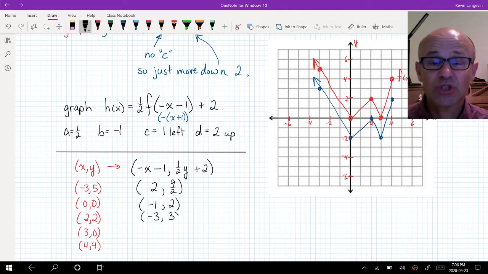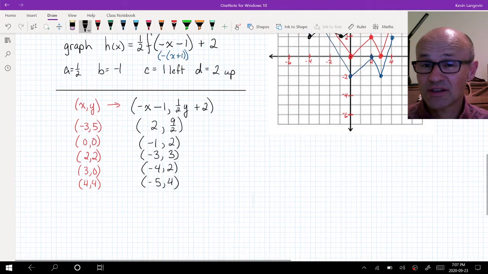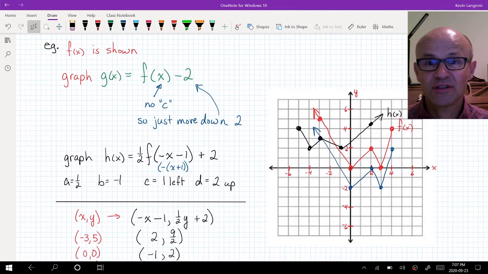So again, we're squishing it vertically, flipping it horizontally, moving it 1 to the left and moving it 2 up. And the dots that we end up with are these black ones that I'm drawing in here right now. And now we ask ourselves, does it in fact look like we squished it, flipped it, and shifted it? Yes, it does.